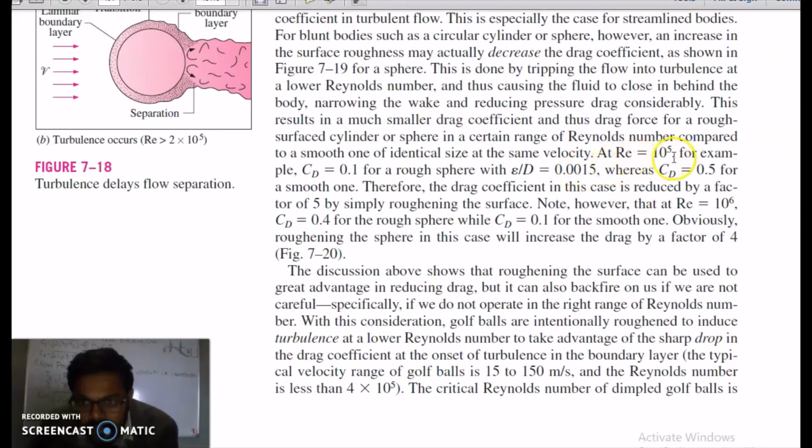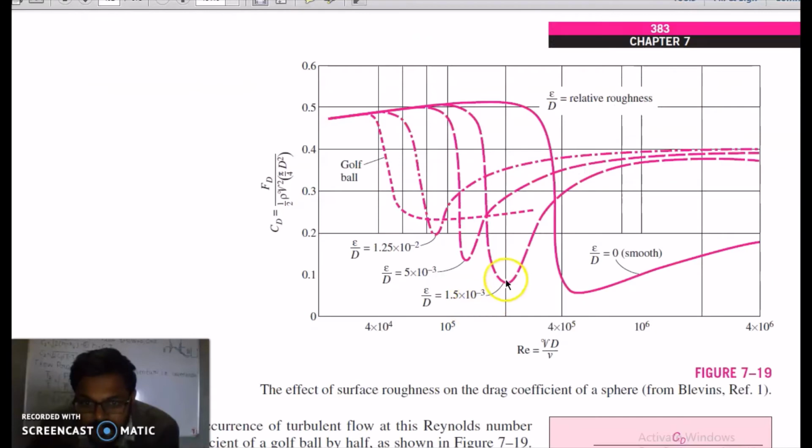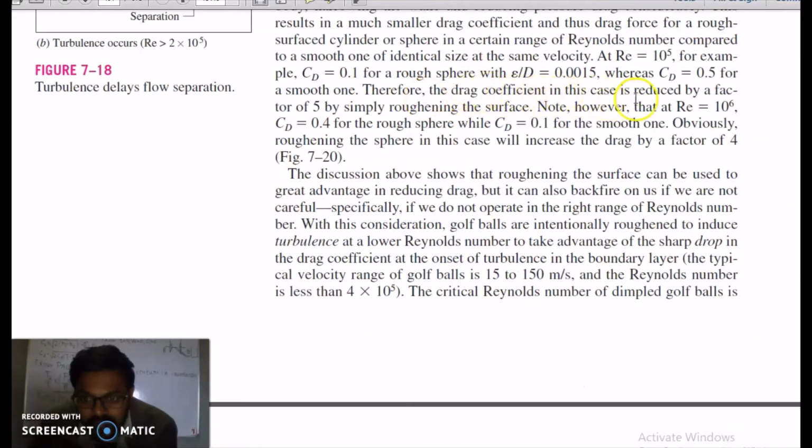So at Reynolds number 10^5, for example, the drag coefficient is 0.1 for a rough sphere, whereas the drag coefficient for a smooth sphere is 0.5. You can see for the rough sphere it is 0.1 at 10^5 Reynolds number, but if you take the smooth sphere at the same Reynolds number it is 0.5. Therefore the drag coefficient in this case is reduced by a factor of 5 by simply roughening the surface.